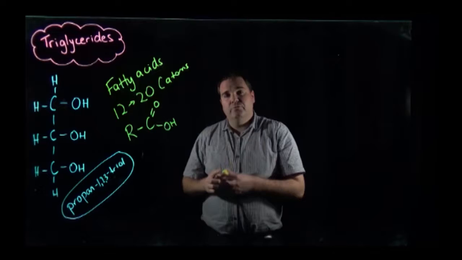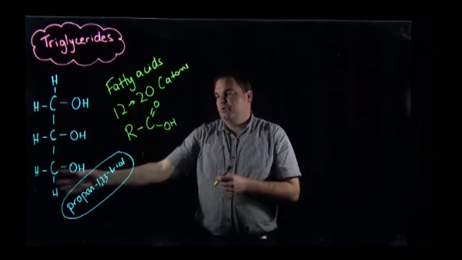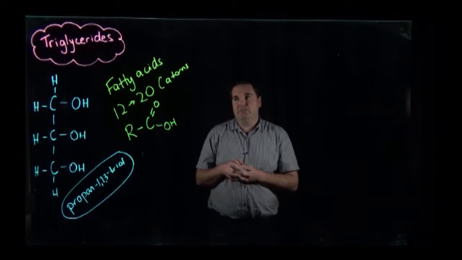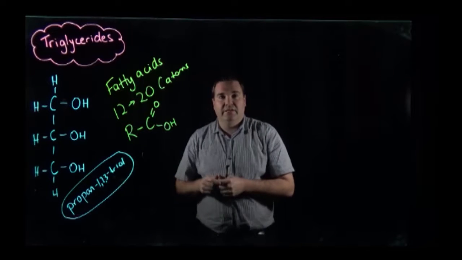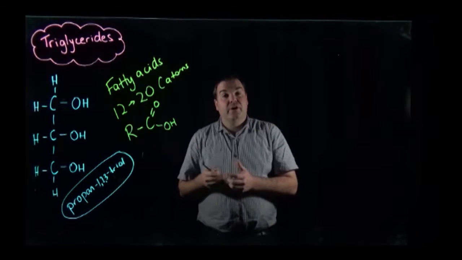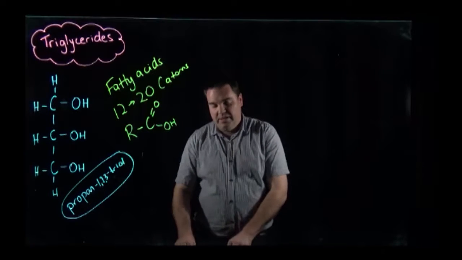So the first thing you need to be able to do is to know the structure of propan-1,2,3-triol. You'll also need to know what classifies something as a fatty acid, which is where it's 12 to 20 carbon atoms long. What you then need to be able to do is identify if something is a fat or if it is an oil.